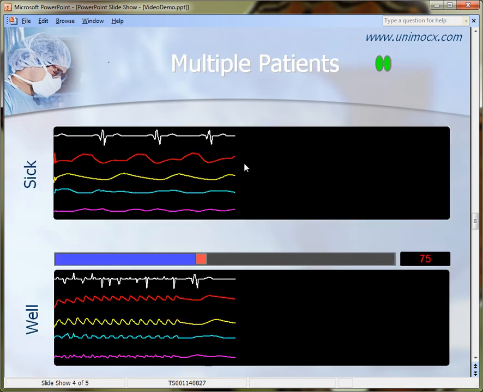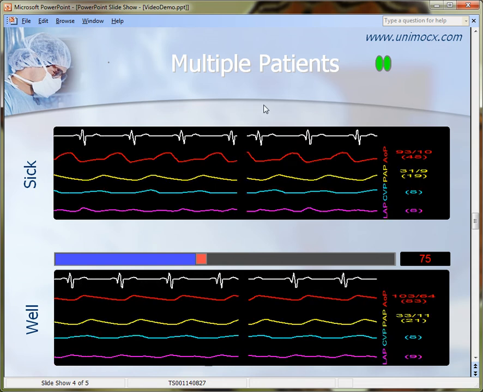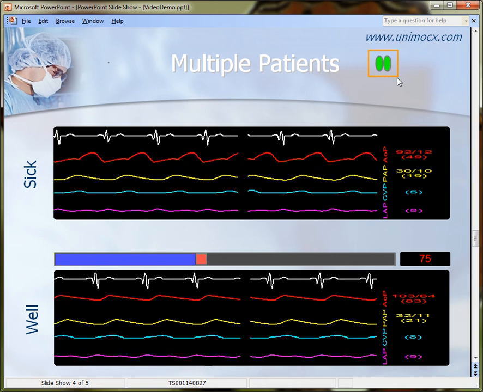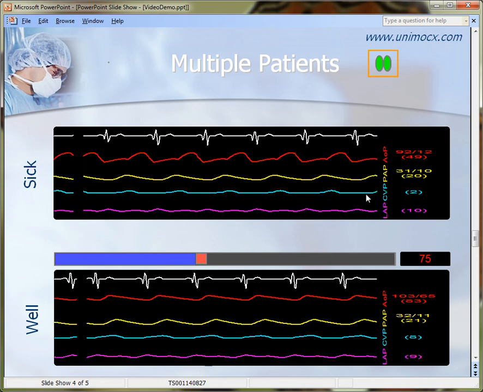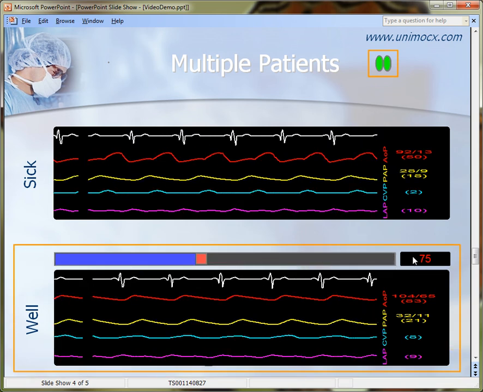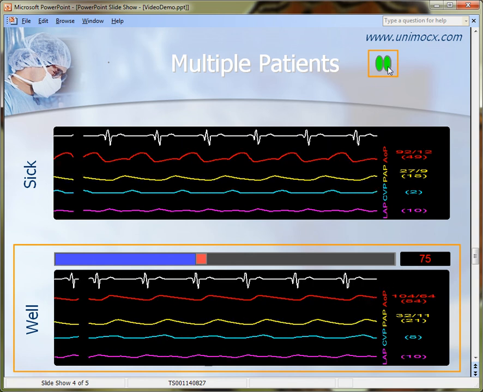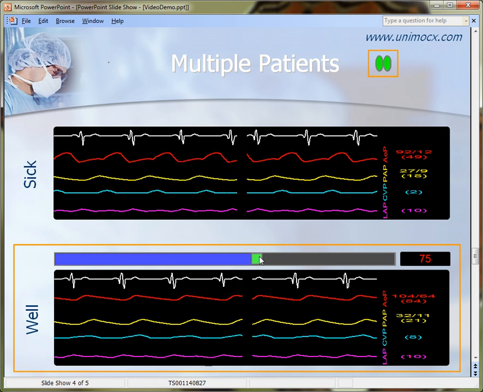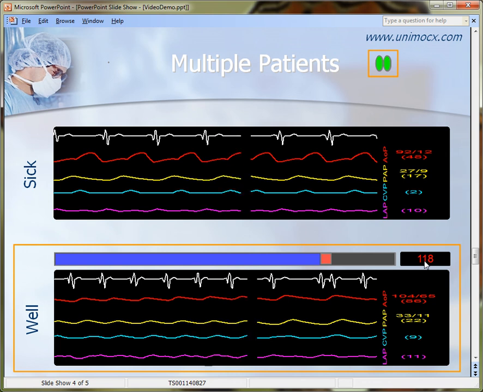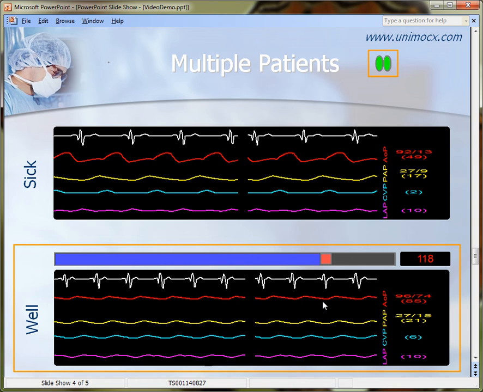Another advantage of UniMocX is that you can simulate multiple patients simultaneously. In this case, we've added just a separate UniMocX control, and that UniMocX control is being controlled by this slider, and the digital gauge and the chart are getting their information from that control. So if we increase the heart rate for this second control, we see we're going up to 118 beats per minute, which is demonstrated both by the digital gauge and the aortic pressure trace.